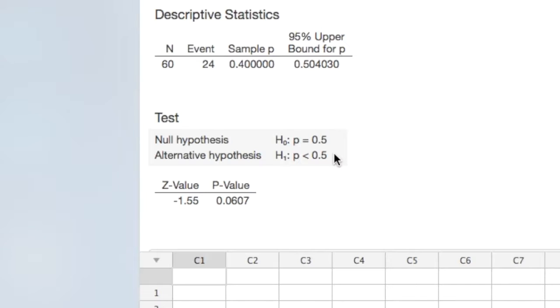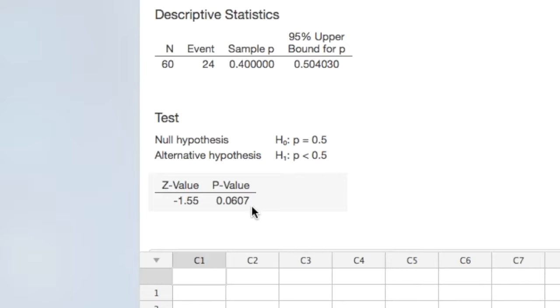In step 2, we compute the test statistic. Here, our z-test statistic equals negative 1.55. Step 3, compute the p-value. Our p-value is 0.0607.